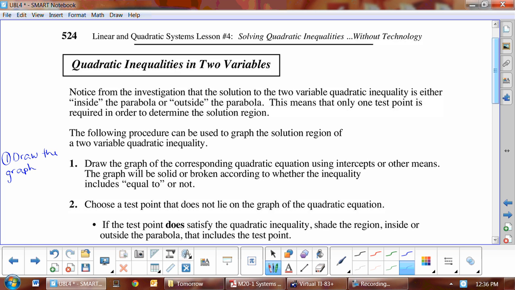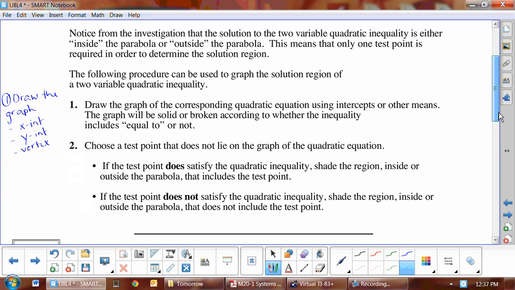The one thing, though, is that on your test, it will say algebraically find the x-intercepts, the y-intercepts, and the vertex. Well, we learned it in quadratics, but we'll do a review today. So we'll be looking for all of these points.